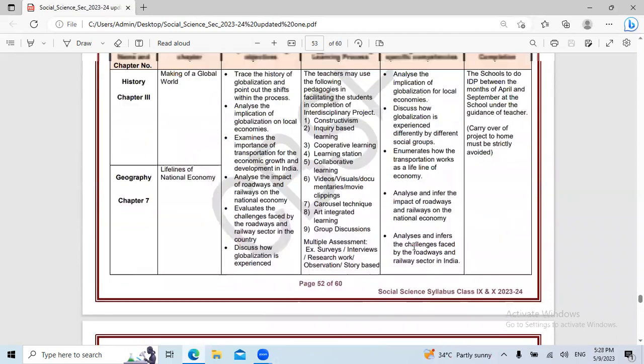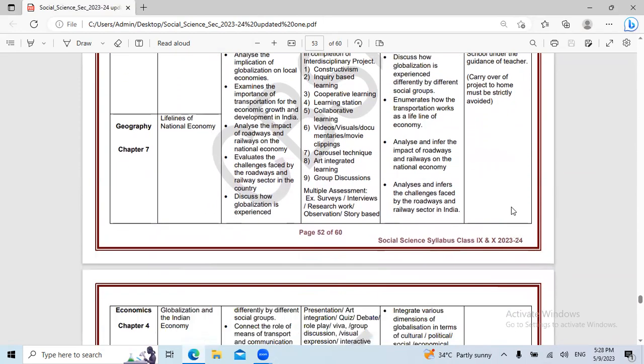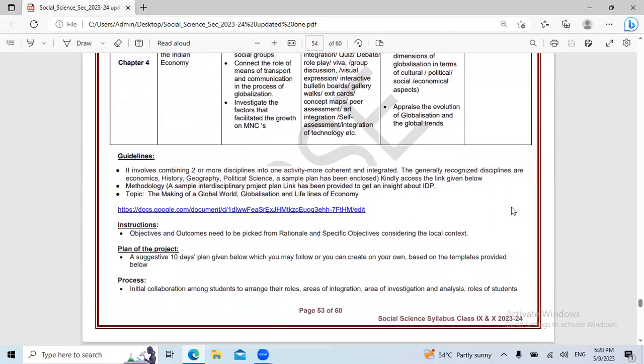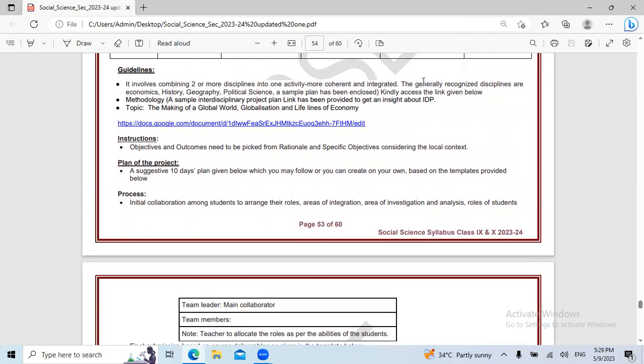Okay, now here the time schedule for the completion is given. The school is to do the IDP between the months of April and September, at the school, under the guidance of the teacher. Carrying over the project to home must be strictly avoided. See, this is the important note given by the CBSE: you are supposed to complete your interdisciplinary project between April and September, and you are going to utilize exclusively these 10 periods for its completion. Students are not supposed to carry any work home. They will collect the data, but they are going to complete this in school itself.